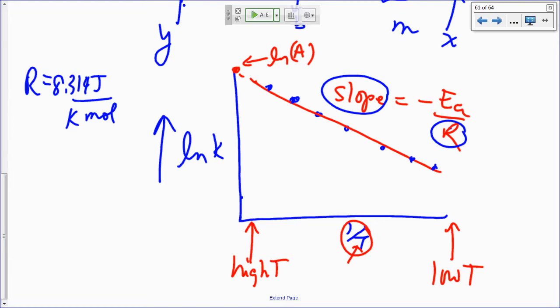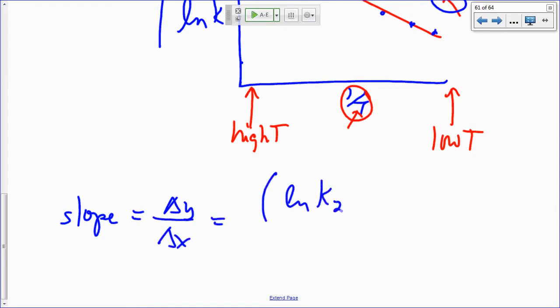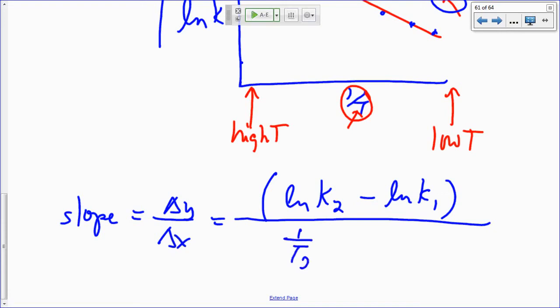So how do you determine the slope? Delta y over delta x, right? What's delta y? ln of k2 minus ln of k1. Pick 2 points, 1 and 2, divided by 1 over T2 minus 1 over T1. Okay? And what's that equal to?